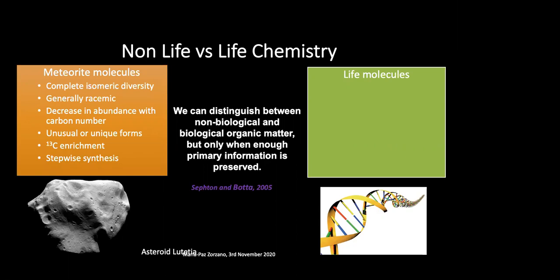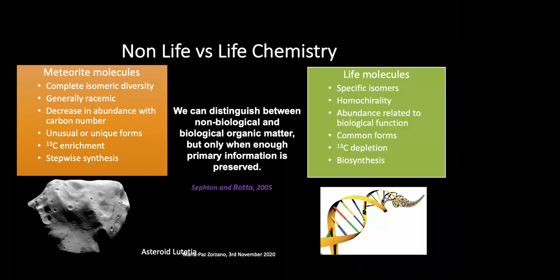Now, if you gave this very clever chemist a sample that comes from life, what this person would find, on the contrary, could be specific isomers, predominance of one chiral form, ideally homochirality, abundance of molecules that have one specific function in biology. You would find some patterns of common forms that cannot be produced stepwise, but require biosynthesis. And we would find carbon-13 depletion. So this is like a general recipe for the chemists working in the lab about diversity in the organic molecules that you may expect.